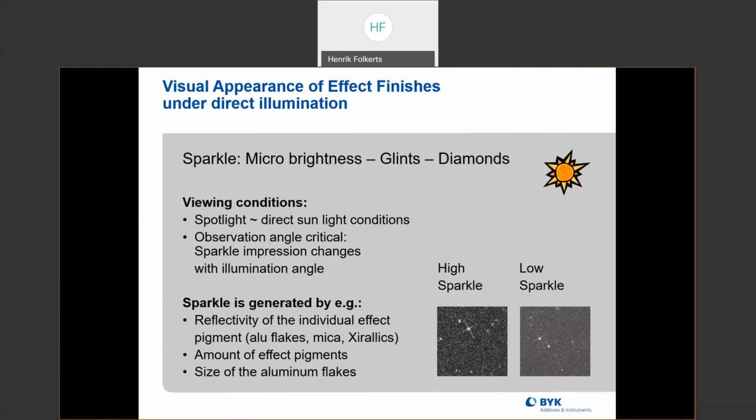So whether you have a typical aluminum flake, cornflake, or a mica or xirallic are all going to affect the amount of sparkle you get out of that particular color. We know the amount of effect pigment will increase or decrease the effect of sparkle, and certainly the size of the aluminum flake will impact that.